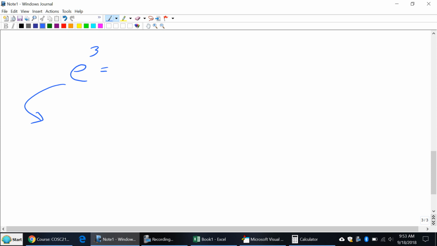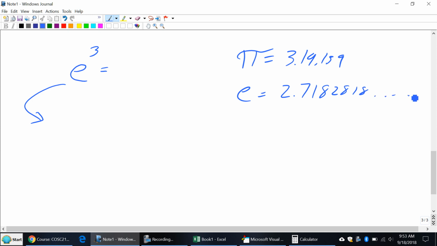Okay. E is this number. It's kind of like pi. Pi is equal to 3.14159. E is equal to like 2.7182818 and something else. Okay. So it's a strange number, just like pi. So why does e exist? Well, e crops up in all of science and engineering. It is this number that kind of reveals itself at so many levels.